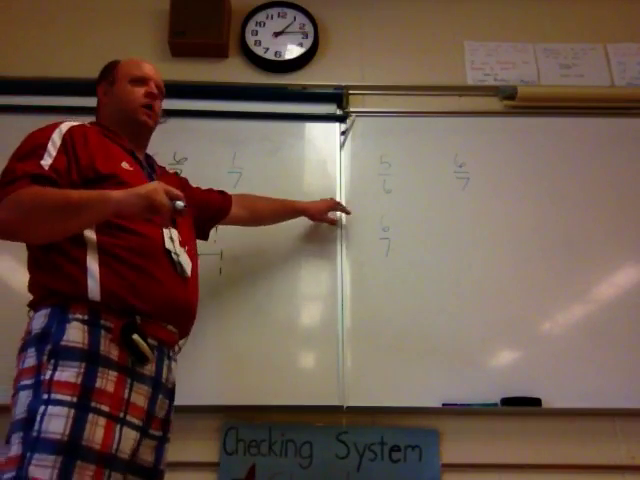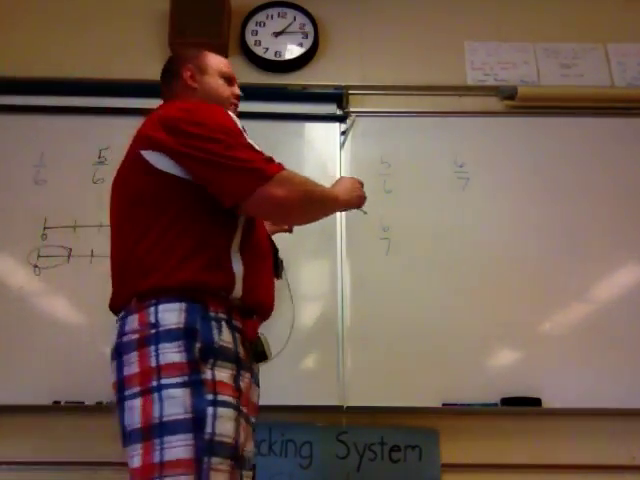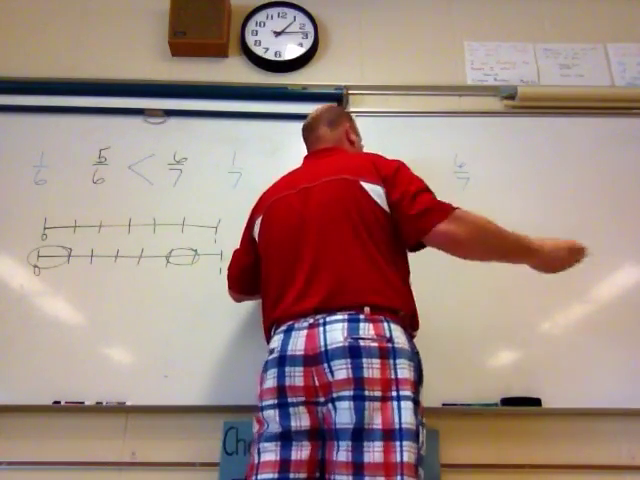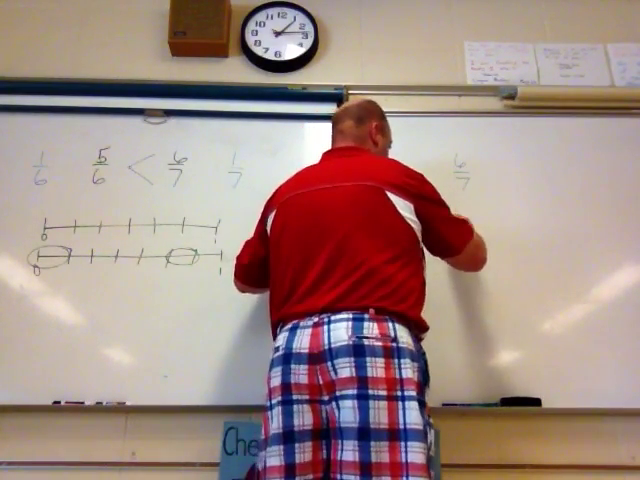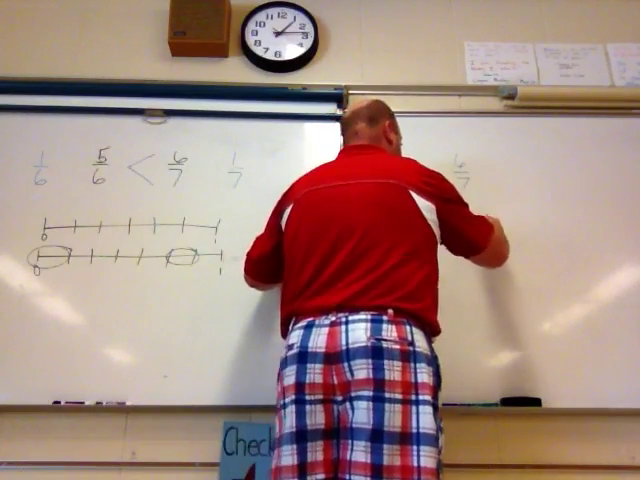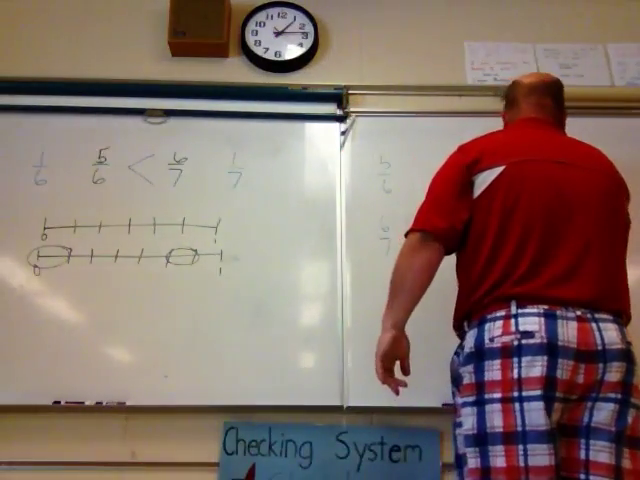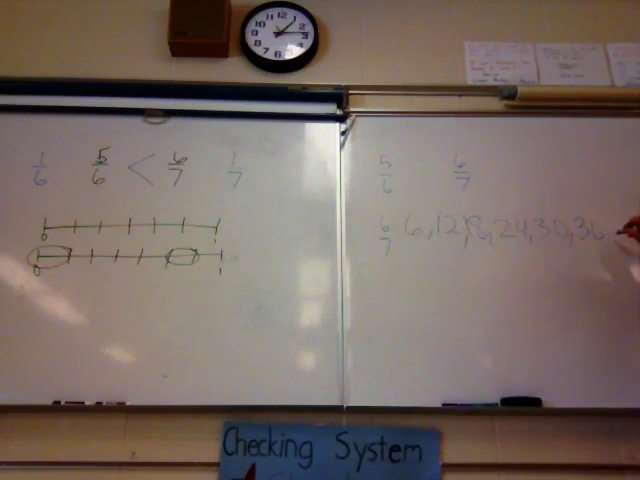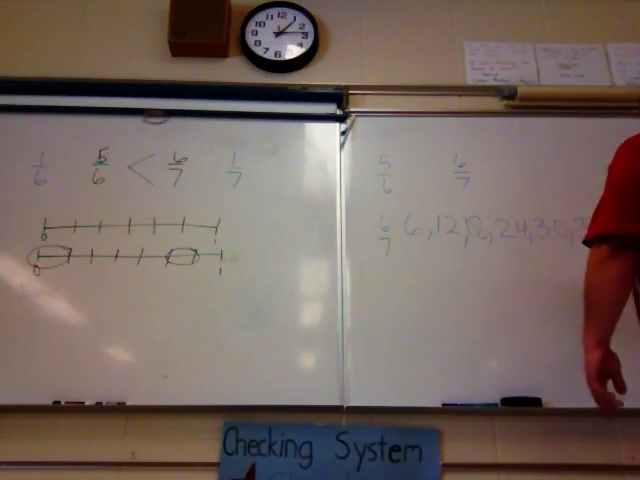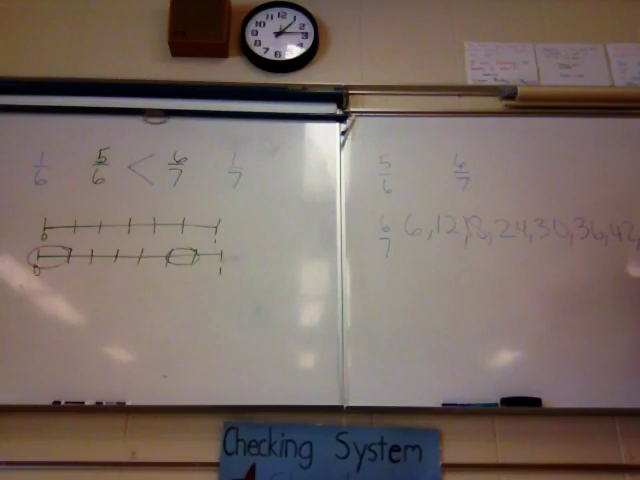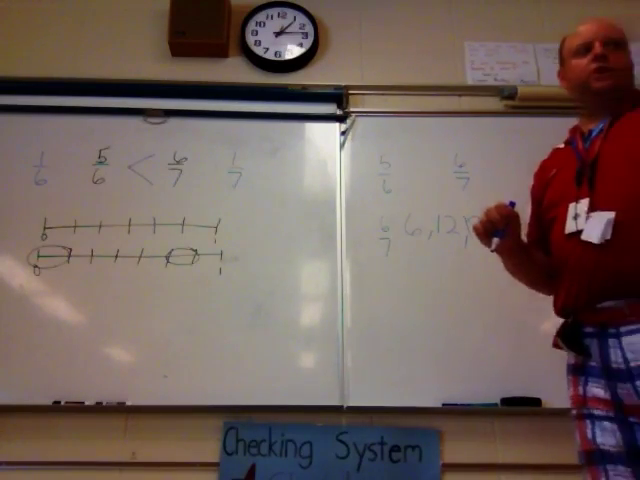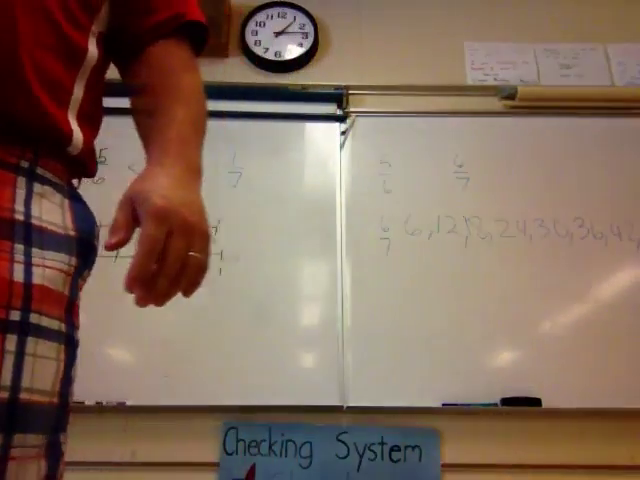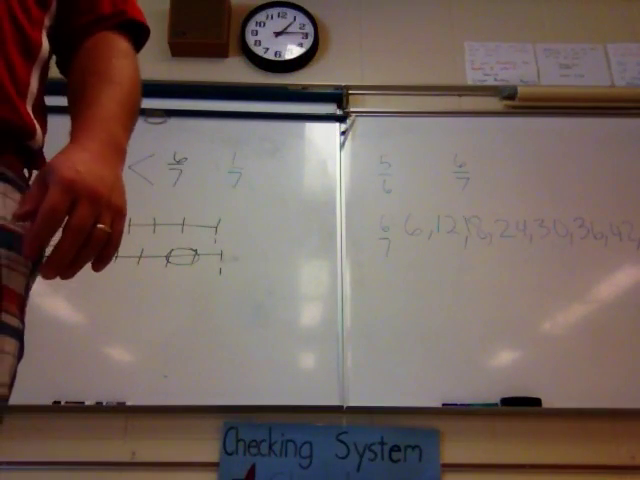Okay, here we go. Let's count by our sixes. 6, 12, 18, 24, 30, 36, 42, 48. Freeze. Is that hard? No. Does it take work? Yeah, absolutely it does.